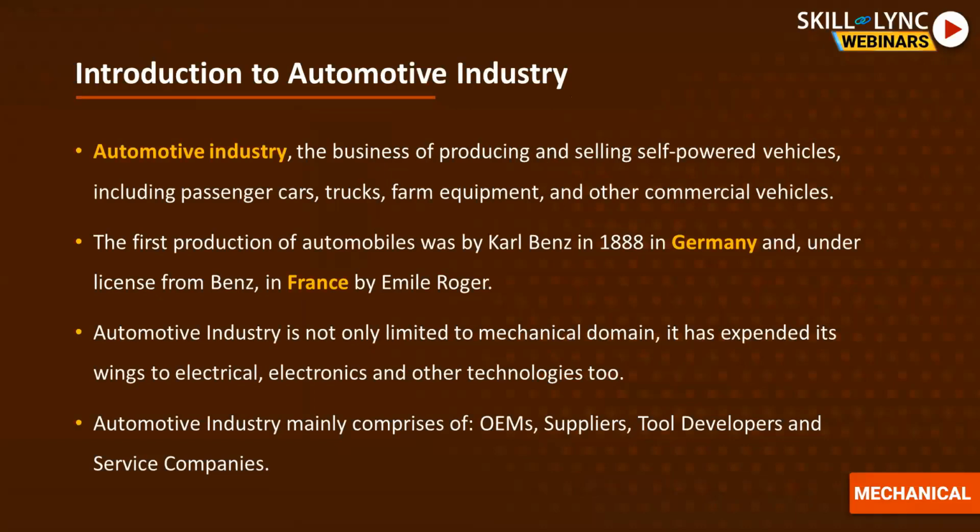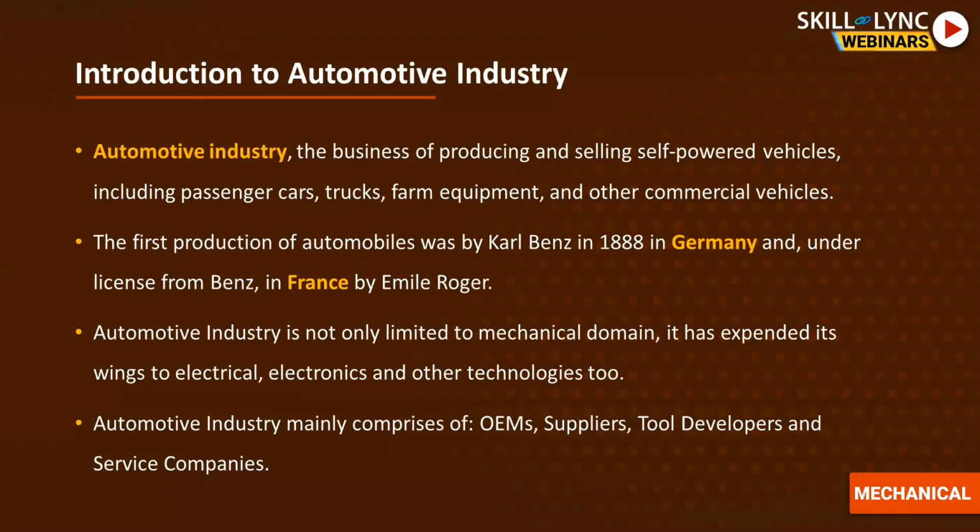What is the automotive industry? Here on the slide, I have written a basic introduction. It is the business of producing and selling self-powered vehicles, including passenger cars, trucks, farm equipment, and other commercial vehicles. It does this by allowing consumers to commute long distances for work, shopping, or entertainment. We are using cars, right? So this is all part of your automotive industry. It was started by Carl Benz in 1888 with the first production, and in France, under license from Benz, it was started by Emile Roger.